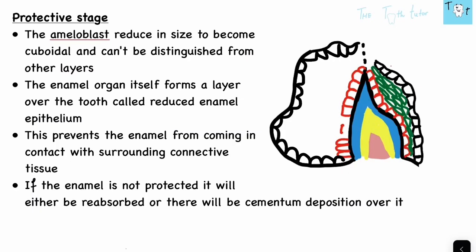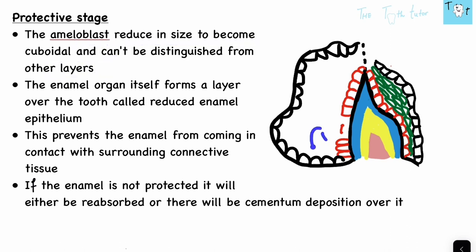Okay, now the protective stage. So what happens in the protective stage? Up till now the entire enamel has been formed and it has been mineralized. So now the enamel needs to be protected from the surrounding connective tissue, because these cells contain basically cementoblasts, right? So there can be either reabsorption of the enamel, it will break down, or it will lay a layer of cementum over it.